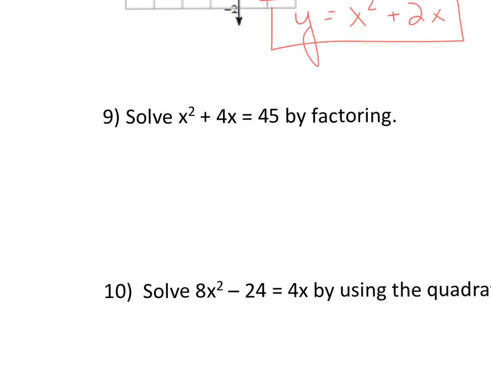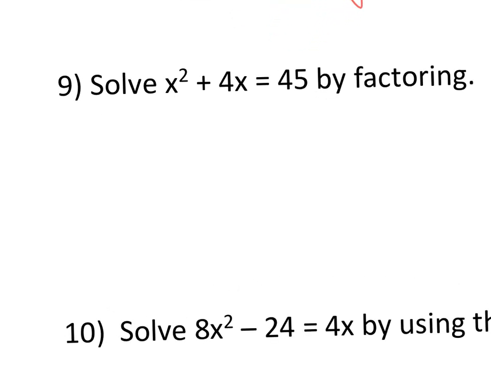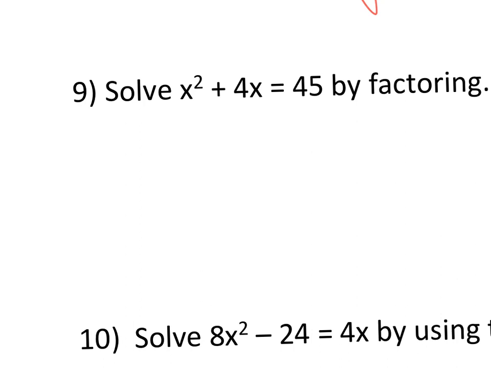Okay, on this one, solve by factoring. So we're going to go ahead and make sure you set this equal to 0. So I'm going to bring that 45 over, and I'm going to set it equal to 0, get x squared plus 4x minus 45 equals 0. Okay, so now I'm looking for factors of negative 45 that get me 4 in the middle.